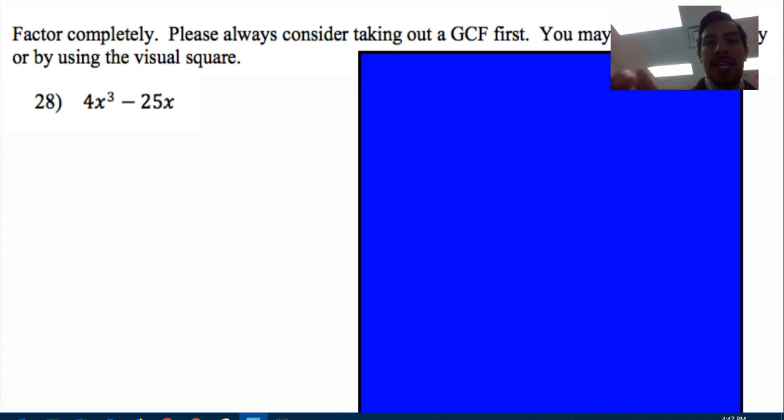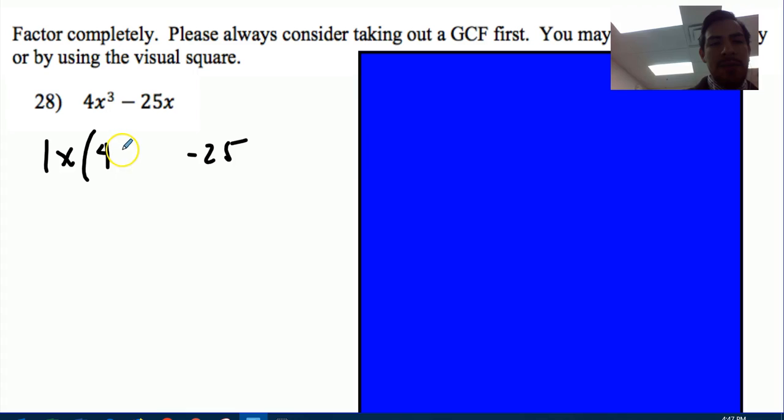Alright, well, I know I've got to take out that GCF. There is no GCF of 4 and 25 that I'm aware of, except for 1. So I can only take out an x. 1x if you want. 4 divided by 1 is 4. Negative 25 divided by 1 is negative 25. x cubed divided by x is x squared. And I took out the only x that I had, so this is what I'm left over with.